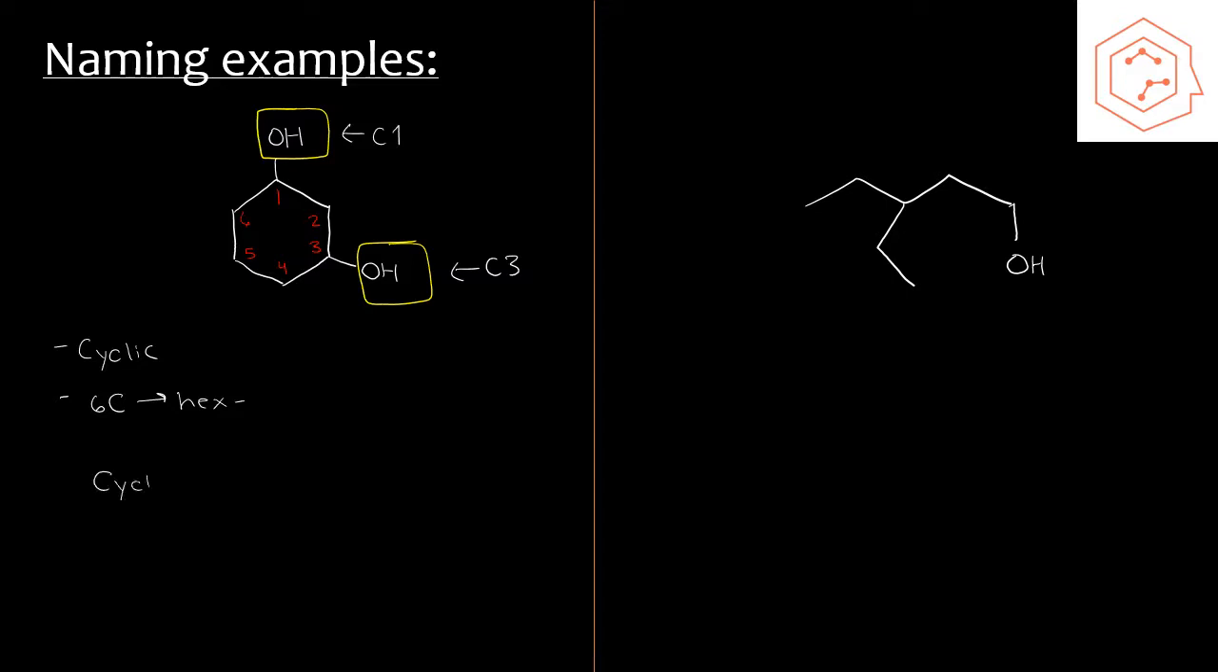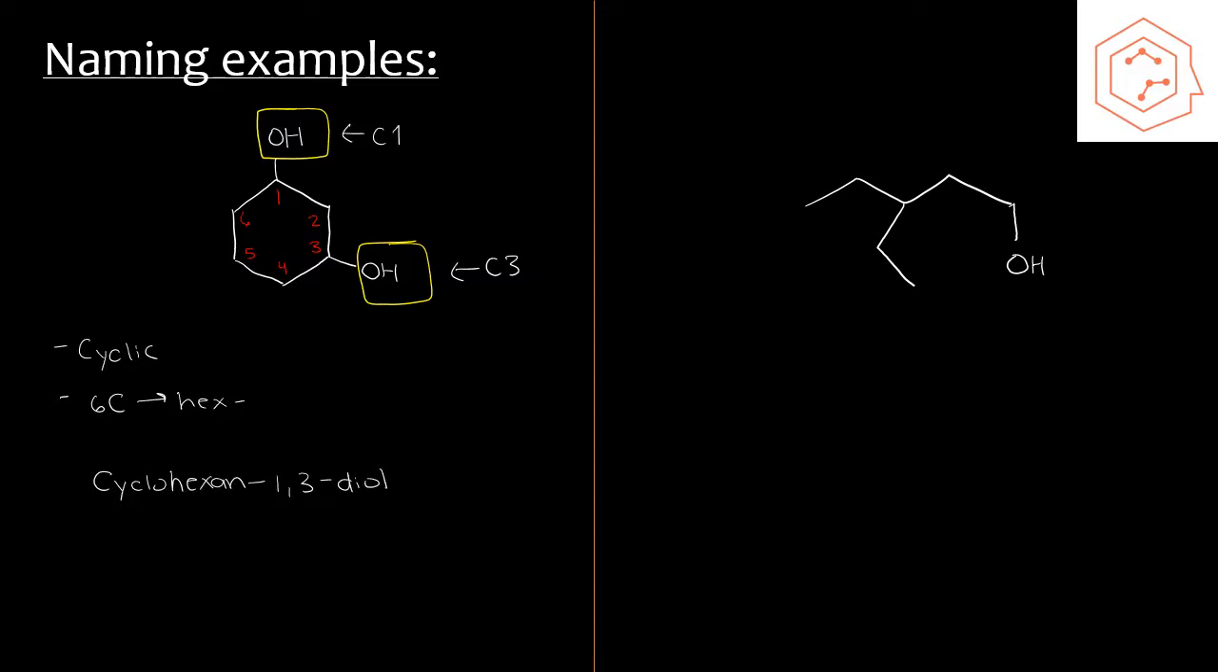We have cyclo at the beginning to represent that it's cyclic. We have hexane, which represents our parent chain, parent ring here. And then we want to indicate the position for both hydroxyl groups, which is at 1 and 3, diol. Remember, we need that di prefix because we're dealing with 2 of the same group here. So the final name would be cyclohexane-1,3-diol. We're going to move on to the example on the right now.